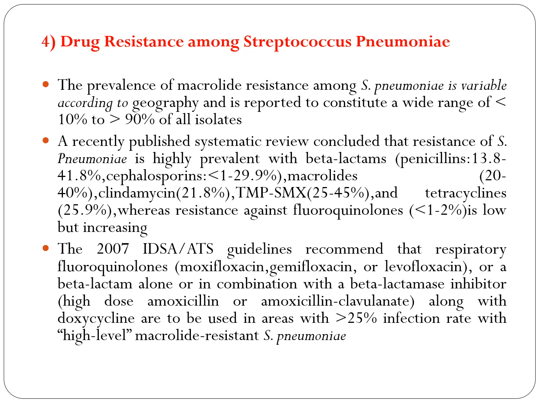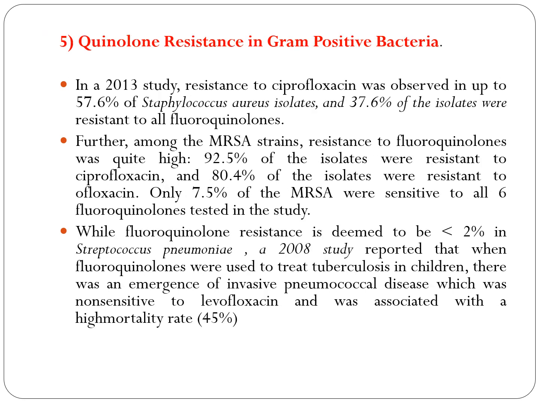Drug resistance has also been reported among Streptococcus pneumoniae. Prevalence of macrolide resistance in Streptococcus pneumoniae is variable and continues to be high. The IDSA guidelines recommend fluoroquinolones or a beta-lactam alone or in combination with a beta-lactamase inhibitor along with doxycycline for macrolide resistant Streptococcus. Quinolone resistance has also been reported in gram-positive bacteria.